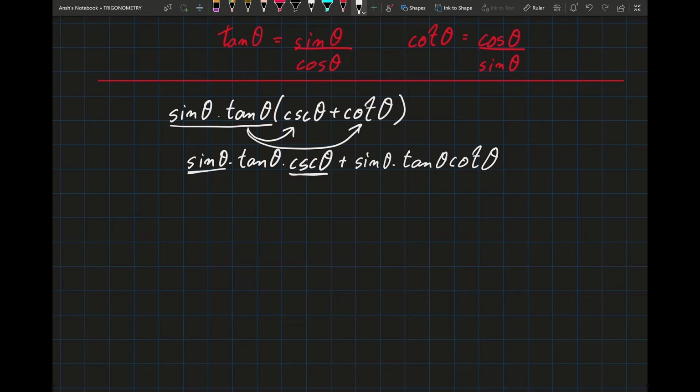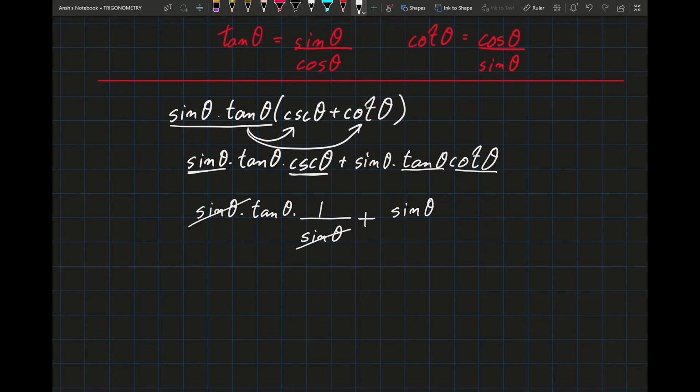Cosecant and sine are multiplied together, and we know that cosecant is opposite of sine. So what I can write cosecant as is sine theta times tangent theta times 1 over sine theta. Why I did this? To simplify it further. So now you can see that sine theta can be cancelled out, and similarly over here tangent and cot are opposite of each other, right?